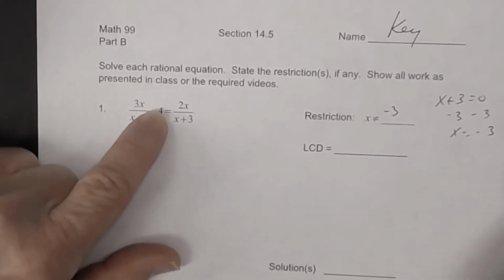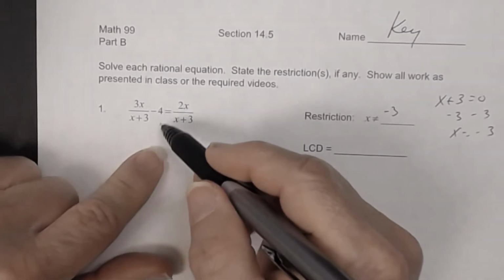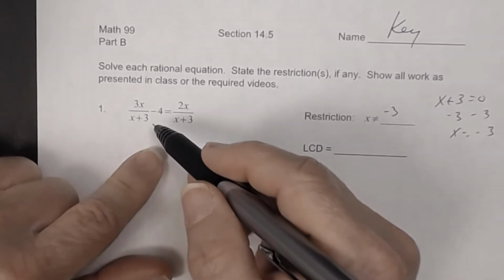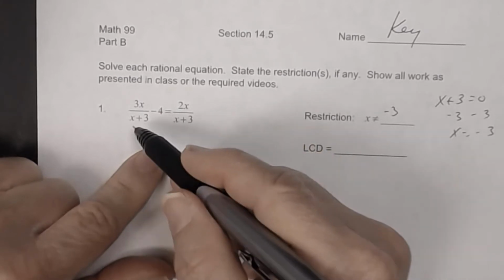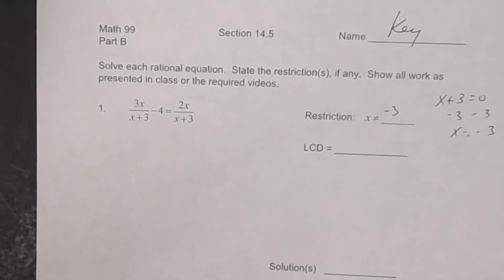Then you go to the next rational expression. That's 4 over 1. And so that doesn't have a variable in it, so I'm done. I just go to the next one. Well, that is the same as this, so I already did it. That's negative 3. So there's only one restriction, x equals negative 3.